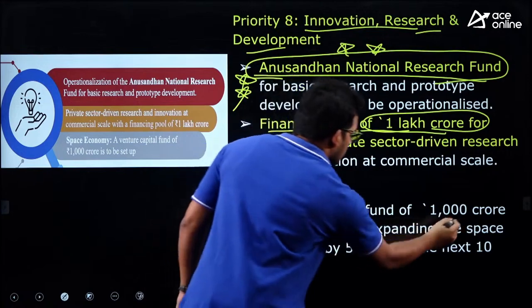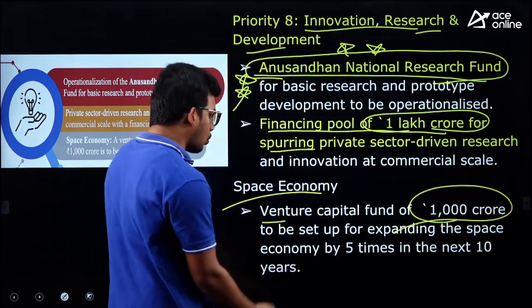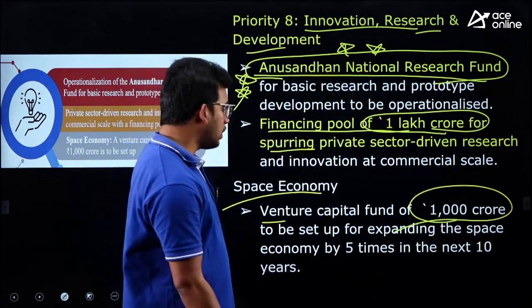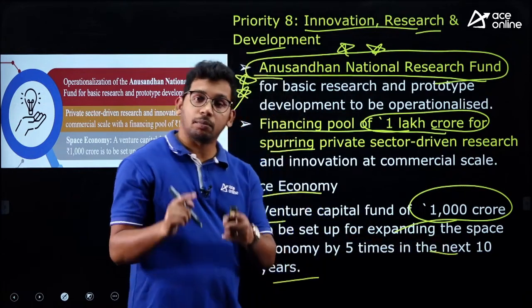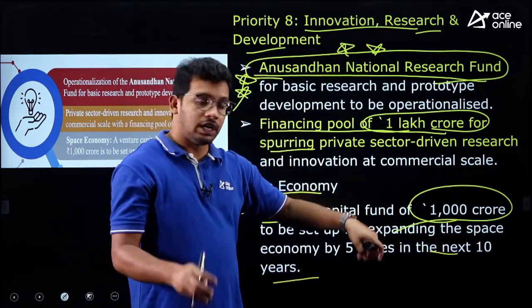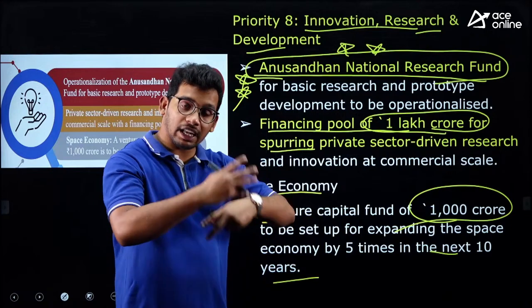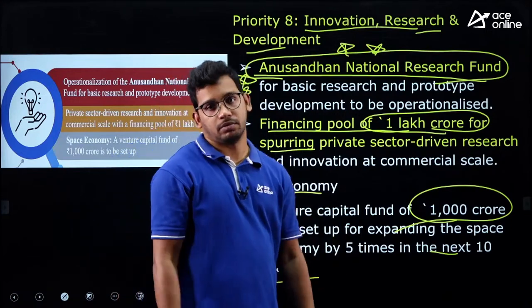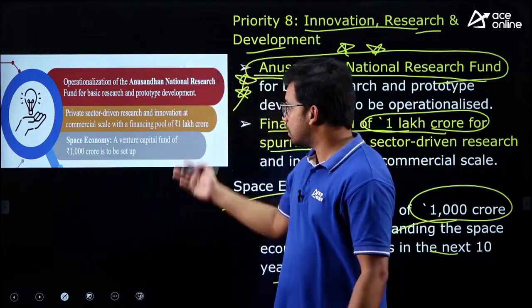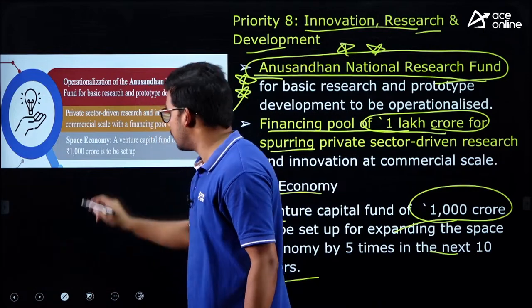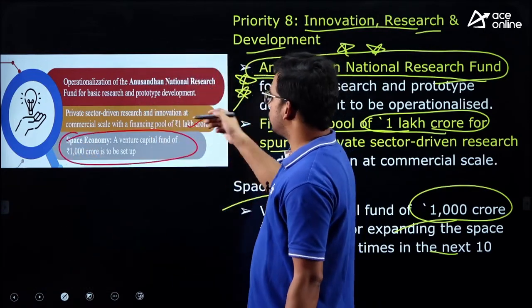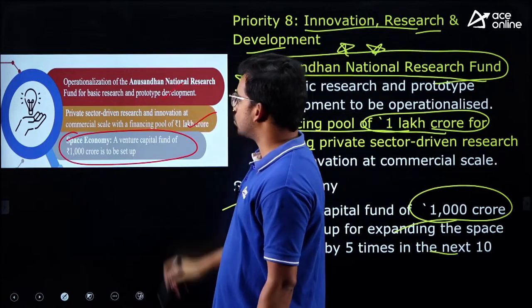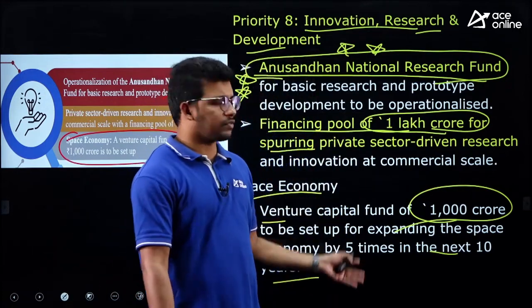So for that they are going to create 1000 crore to be set up in the next 10 years. In the next 10 years government is going to invest 1000 crores in the space, so that they encourage the space GDP by 5 times. So this is the space related thing that government has come up with, space economy, to spend 1000 crores. So this we have already discussed, and this also we have discussed, the same image in terms of the content, fine.